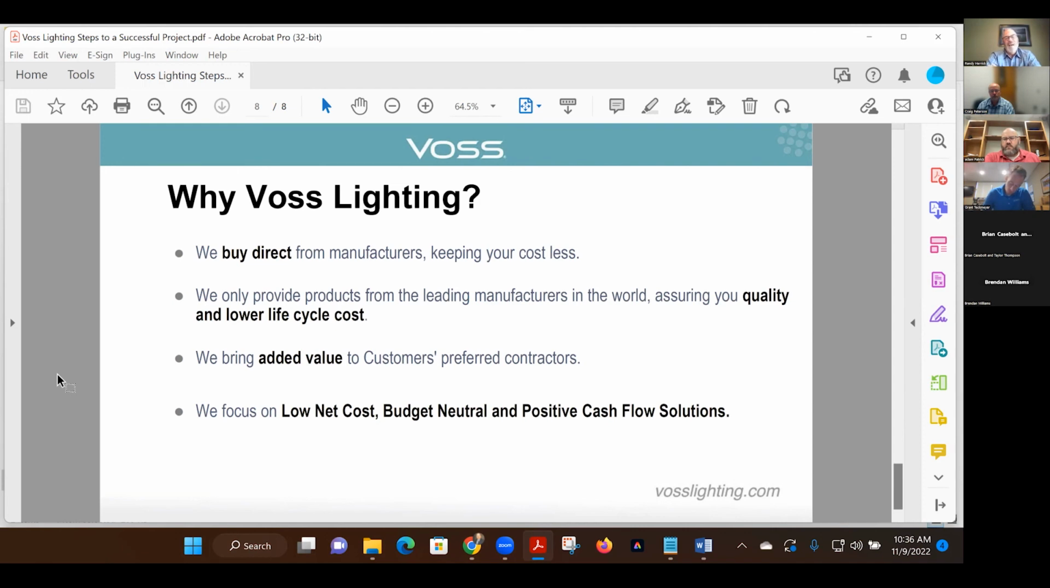And last, we just focus on low net costs. The key thing is trying to make them budget neutral, positive cash flow solutions whenever we can. So again, we go back to that financial perspective. Yes, it's about the learning environment at the end of the day, but it's also about fitting within the budgets that you guys get strapped with anymore.